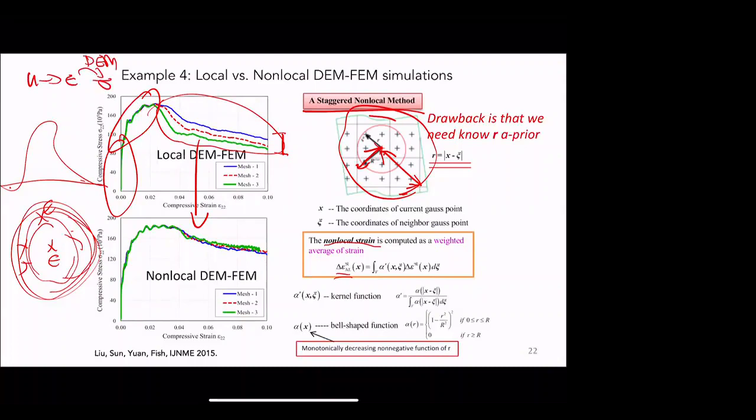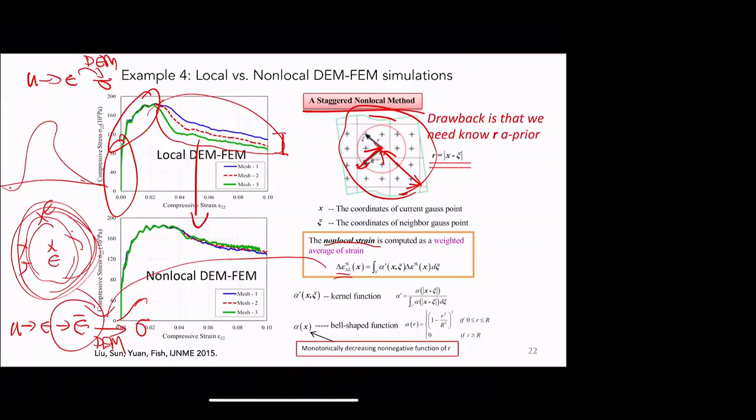Here, the new method introduces a new step. We have a displacement, and from the displacement, we can compute the strain, and then we use that nonlocal calculation to give us a nonlocal strain, and that nonlocal strain is then passed into the DEM boundary conditions to give us the stress. Okay, so just these two steps can allow us to get the constitutive law that overcomes the mesh dependency in the softening regime.